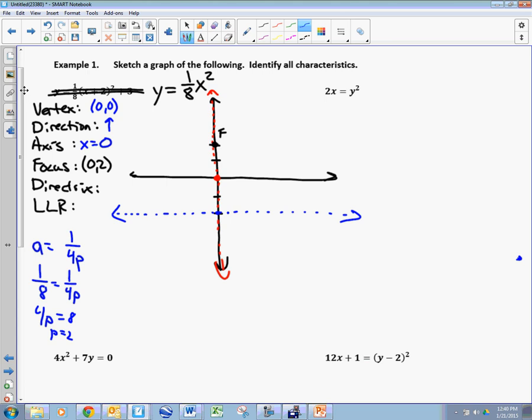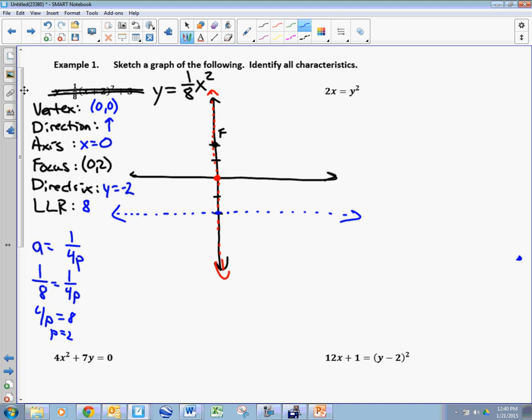Okay, so is that x equals or y equals? Y equals, and what is the y value that it passes through? -2. We're almost done. Now I just need to identify the length of the latus rectum. Length of the latus rectum is the absolute value of 4p. What's the absolute value of 4p? 8. So the latus rectum is a segment. It goes through the focus.